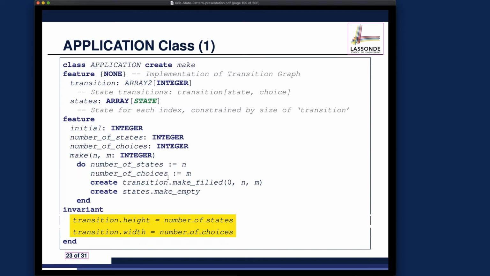So always remember to think about under what circumstances the application object should be considered valid. In this case, we are saying that it will only be valid if these two attributes consistently correspond to the dimensions of your transition table. That's something you also want to practice yourself.